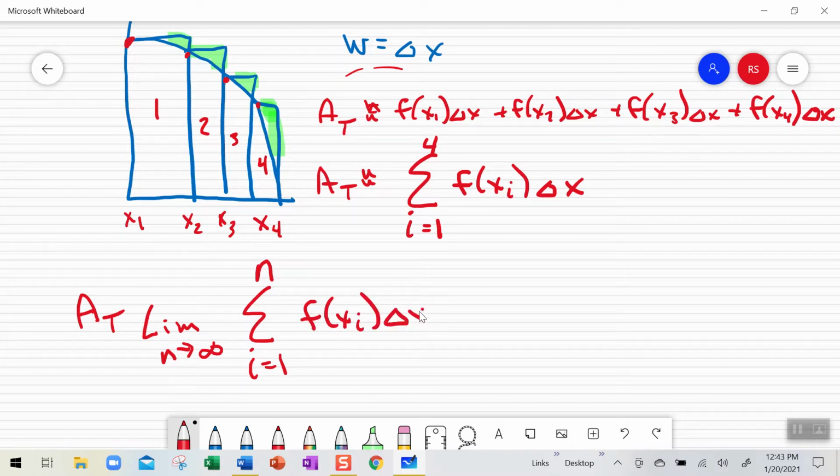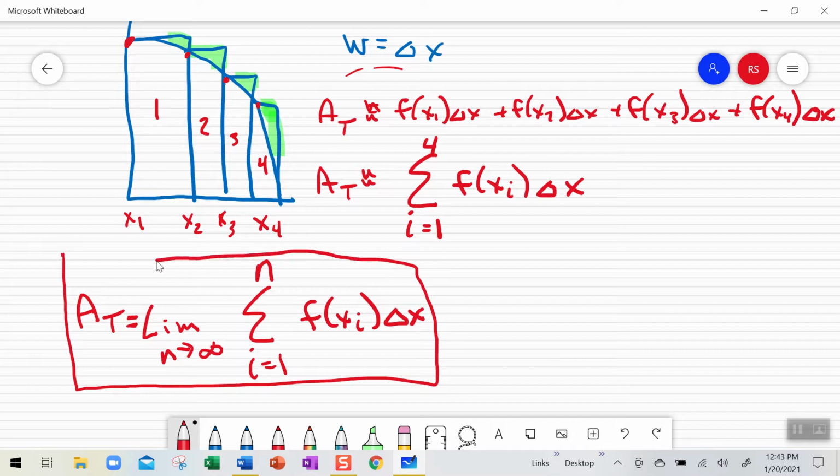then as it turns out, this is not an approximate area, it is the exact area. So A sub t is equal to the limit as the number of rectangles approaches infinity. So this is a very important little formula here. This is a Riemann sum that will give us the exact area underneath a curve.